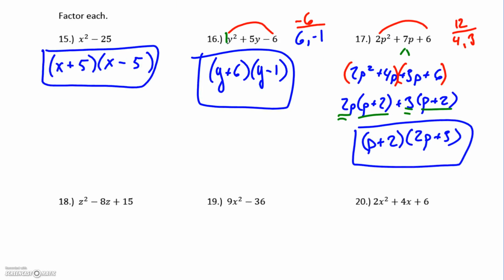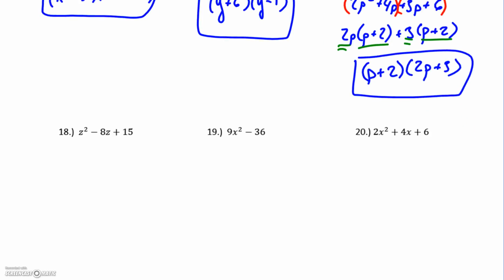If I look at the next one, again, I'm going to build a bridge. So in this next one, I build a bridge. That gives me a positive 15. The two numbers that multiply to 15 but add to a negative 8 looks like it's going to be a negative 5 and a negative 3.